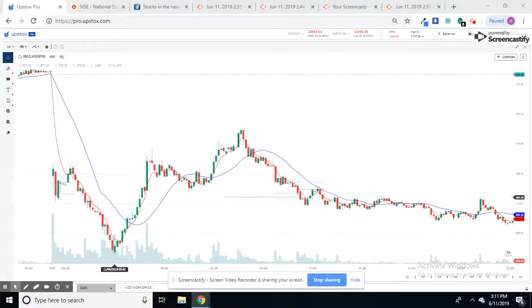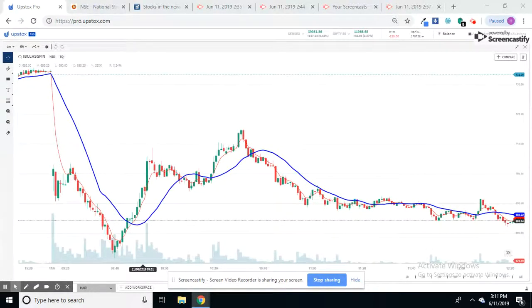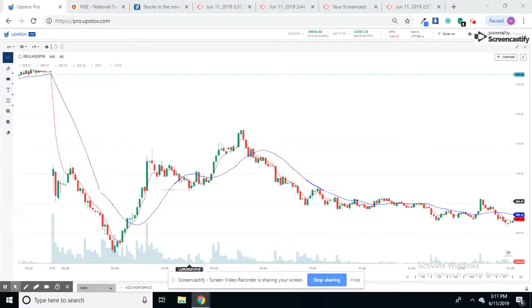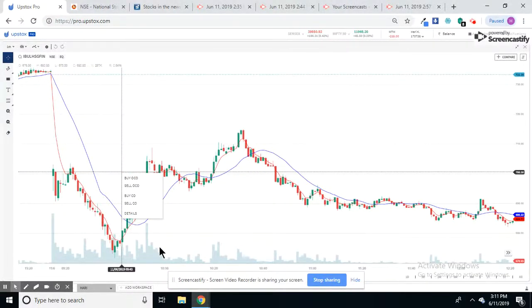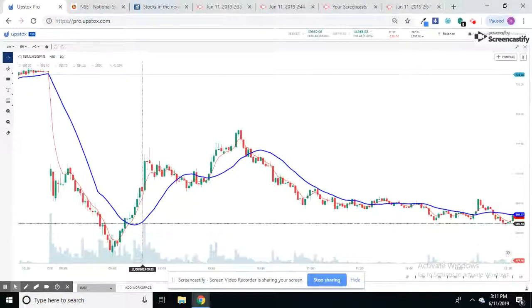Okay, so the strategy is whenever there is a crossover, that is the red line, the shorter period moving average, moves above the longer period moving average, you go for a buy position. Okay, so today the overall market is down, so it is actually improper to go for a buy position because you're trading against the market.